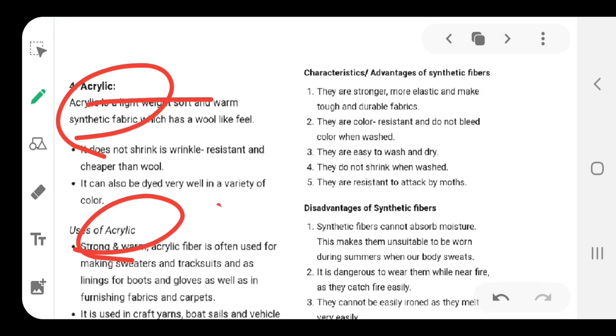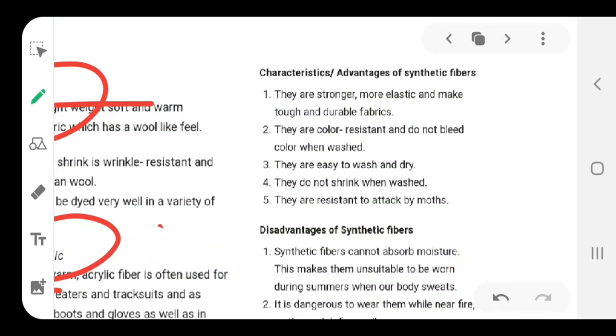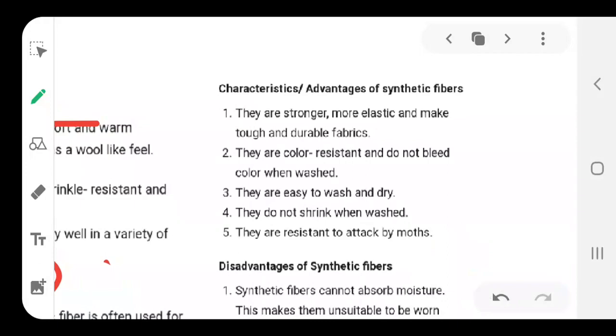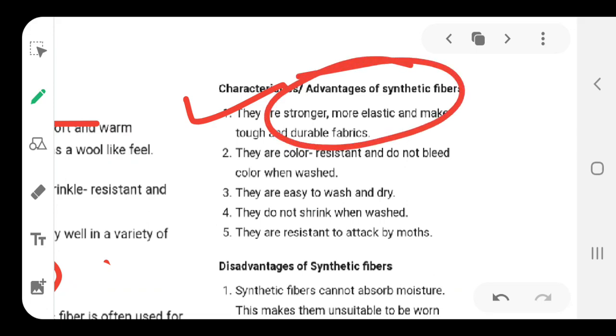Now we just want to have some features of why we use synthetic fiber, what are their plus points or characteristics. So first one, of course, they are stronger and more elastic, and they are more durable, and they are color resistant.